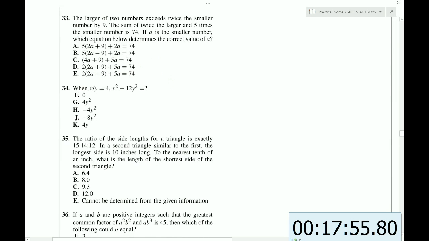The larger of two numbers, alright, let's call that y, exceeds twice the smaller. Okay. So if you're not sure what that means, let's see, 10 exceeds 3 by 7. So that means subtraction. Exceeds twice the smaller by 9.